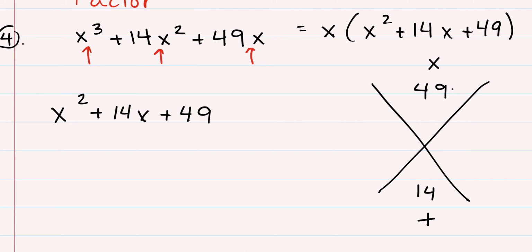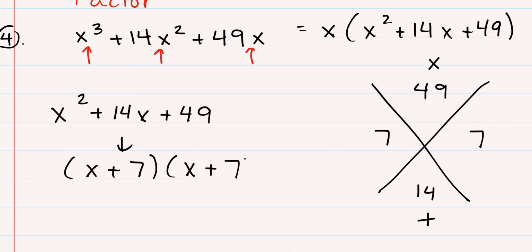What are they? Well, for this example, it's going to be a positive 7 and a positive 7. So this factors into (x plus 7) times (x plus 7). I've seen a lot of 7s recently. Okay, so now we can find the fully factored form. Don't forget about this x. This piece is just for this piece.